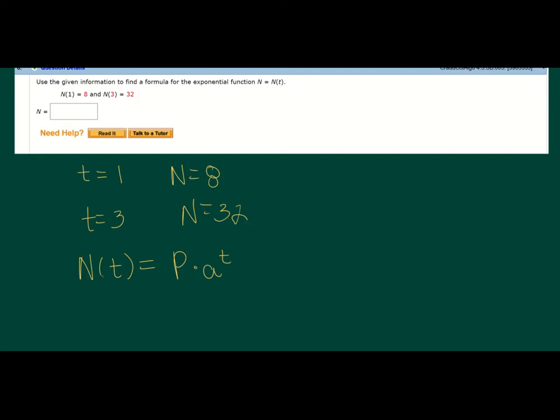Now, if we just look at our data, when t gets bigger, it went from 1 to 3, n gets bigger, it went from 8 to 32. So I want to keep in mind that I have a growth factor here, okay? I'm getting bigger, I'm increasing over time. This is not a decay situation. So my a value better be greater than 1. That's just a way to check your work and make sure that you're on the right track as we go through this problem.